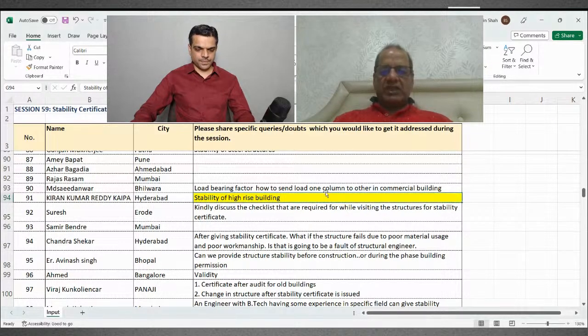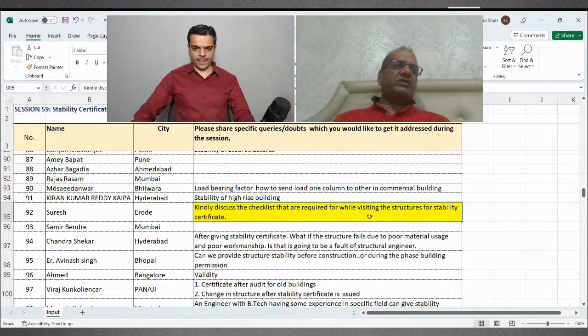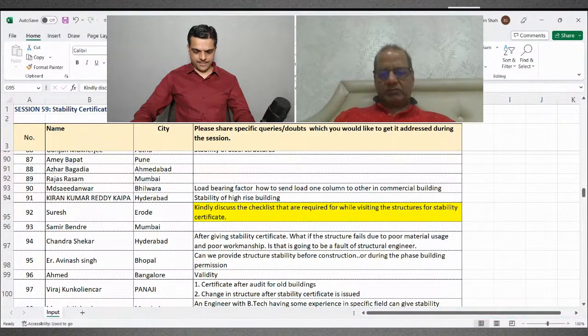Kindly discuss the checklists that are required while visiting the structures for stability certificate. Structural stability certification of existing buildings is a different thing. Then you need to do a lot of things. So maybe we'll avoid for now.